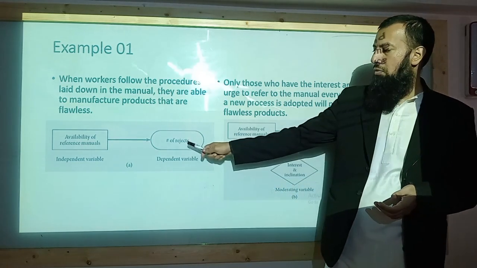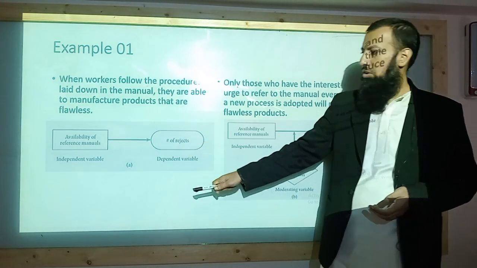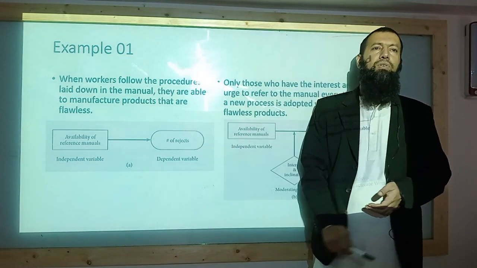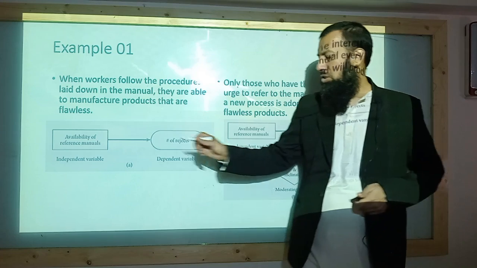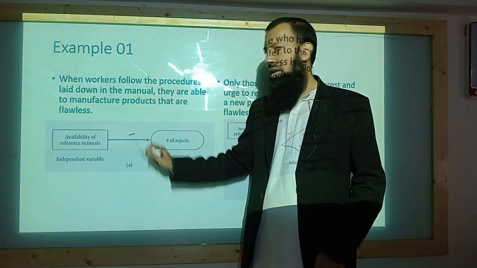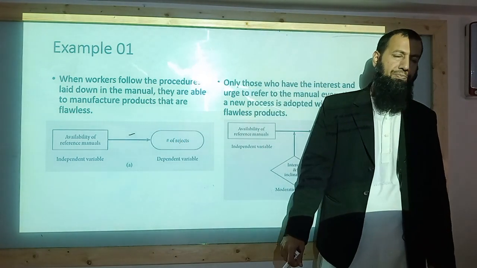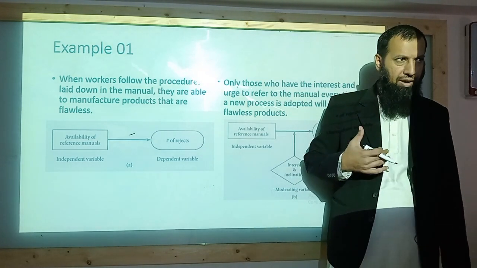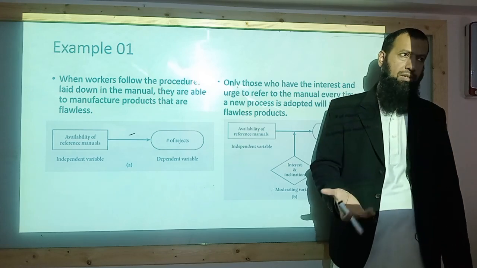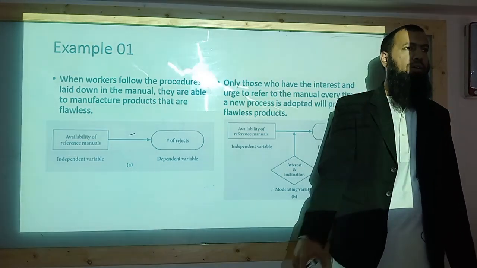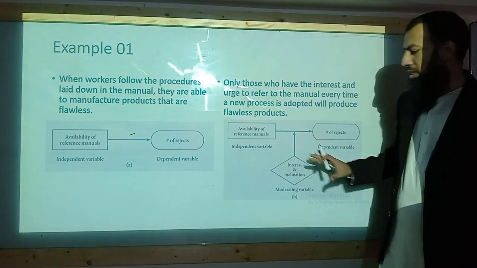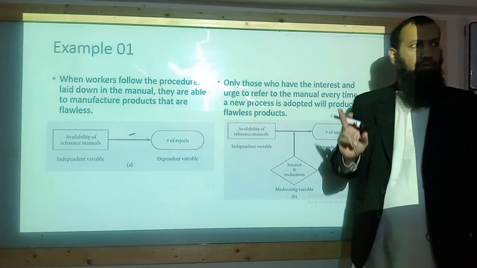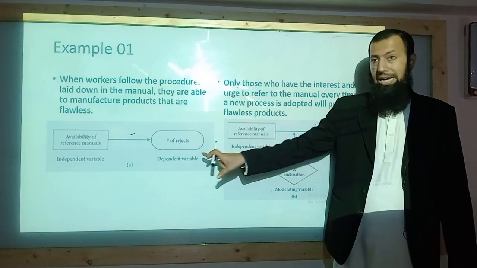Okay? So how would we find out? Number of rejects. So when there is availability of manual, there are lesser number of rejects. This is called the negative relationship, or indirect relationship. When one is increasing, the other one is decreasing. This is another type of the relationship. Now you see, we are about to influence the existing relationship.